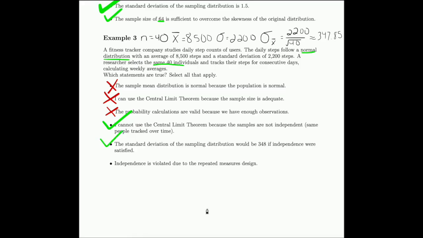Okay, last statement. Independence is violated due to the repeated measures design. So this is a fancy way of just saying that independence fails here because the researcher picked the same 40 people each time he did this trial. So they're not completely separate samples. So this would be a true statement.